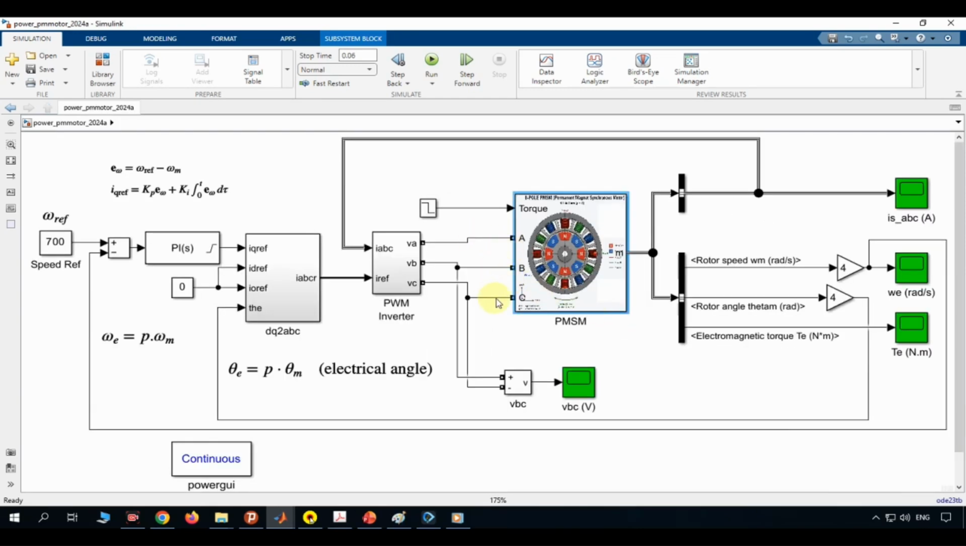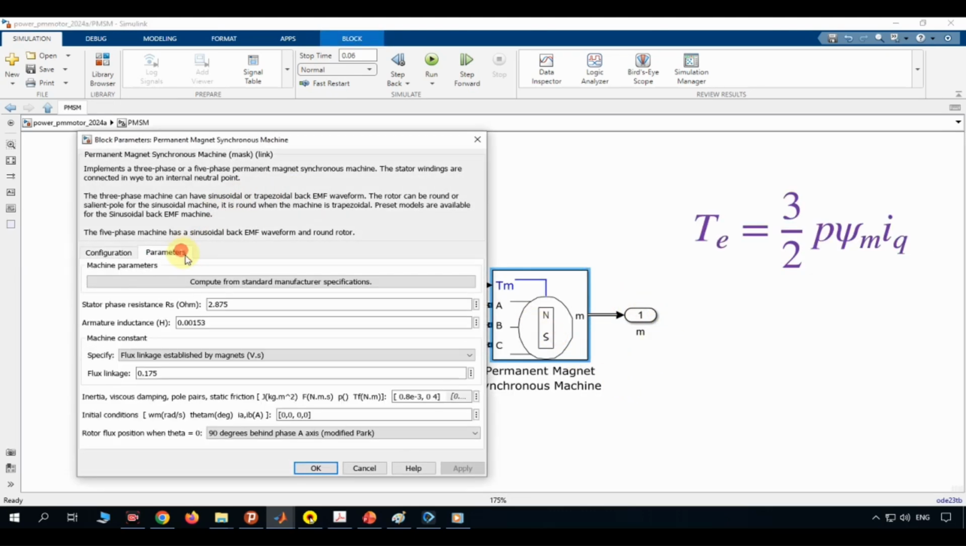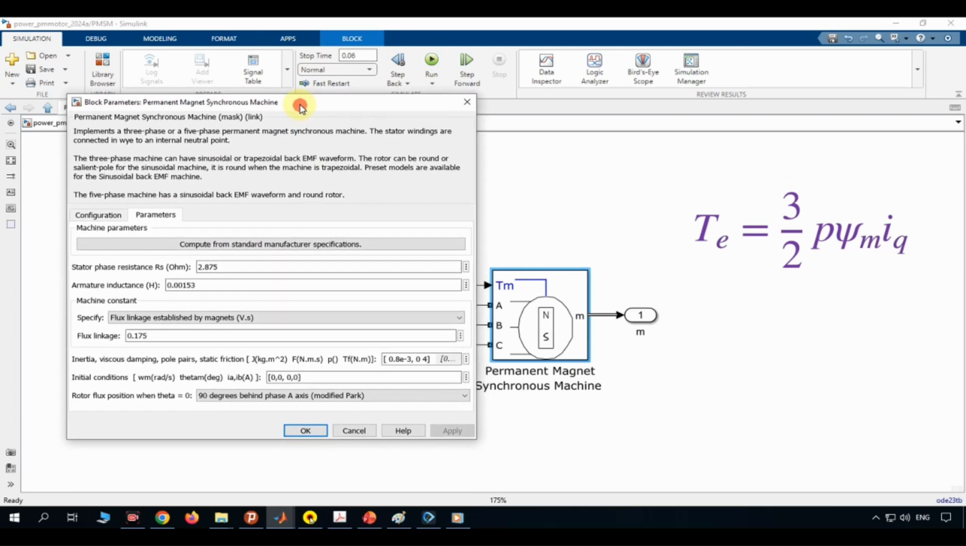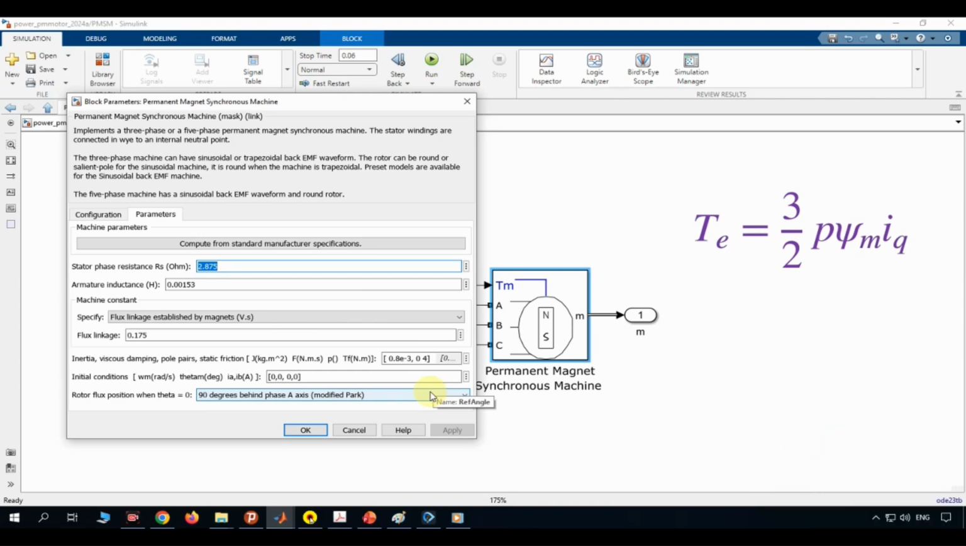Now we arrive at the heart of the model, the permanent magnet synchronous machine block. Let's go through the parameters, because these numbers tell a story. The stator resistance is 2.875 ohms. That's relatively high for a small motor, so we should expect some copper losses and a voltage drop under load. The armature inductance is 1.53 millihenries.